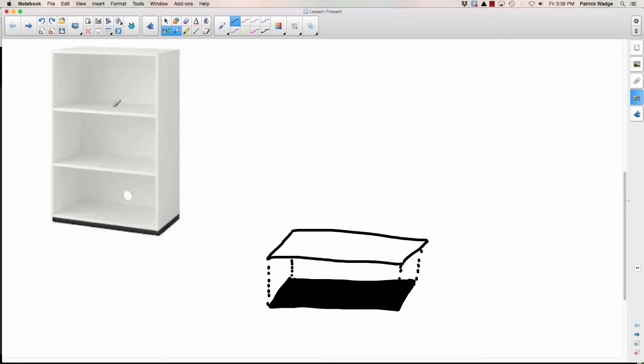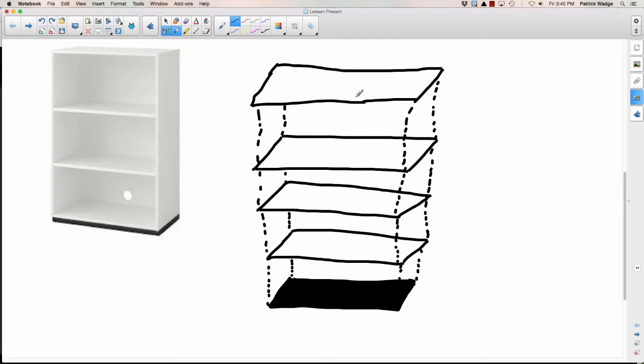I have to draw three more shelves. So I'm just going to take some time here and draw that. Wait a second and I'll be back. Okay, this is really shameful. I mean, look at this thing. It's going to fall apart.